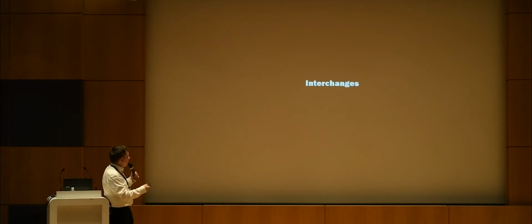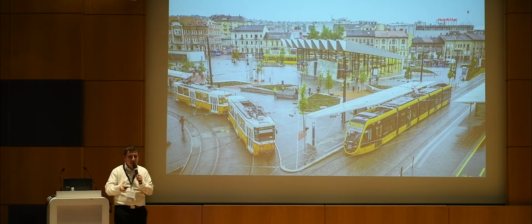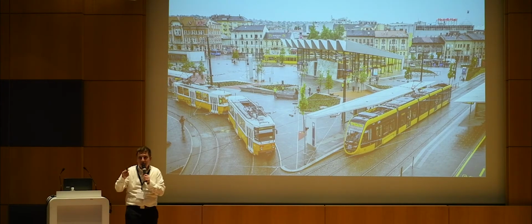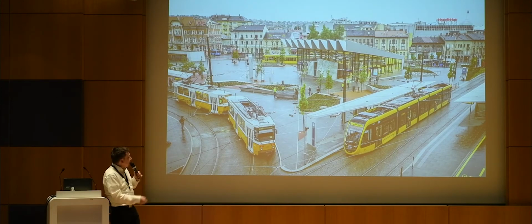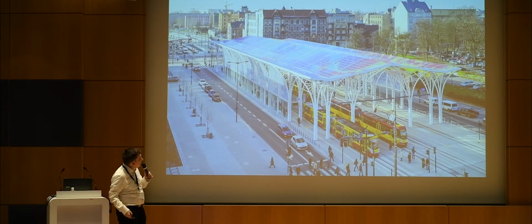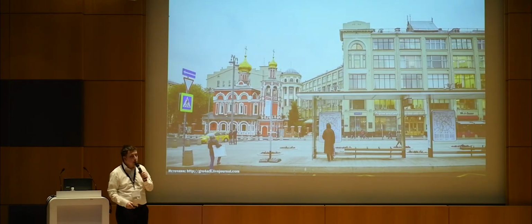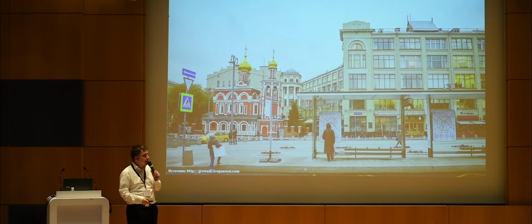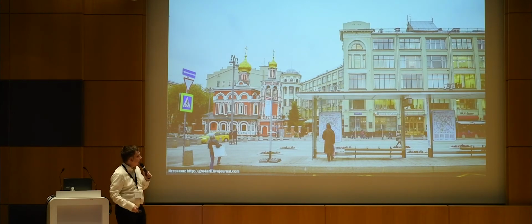So interchanges have to be done well, not only because of these frequency issues, but also because of the walking issues. So you have to have the most direct walking access between different public transport lines. So this is a nice example from Budapest. This is from Zurich, Switzerland. This is from Lodz, Poland, and this is from Moscow, Russia. The one we just did in 2016 in Lower Kitai-Gorod.